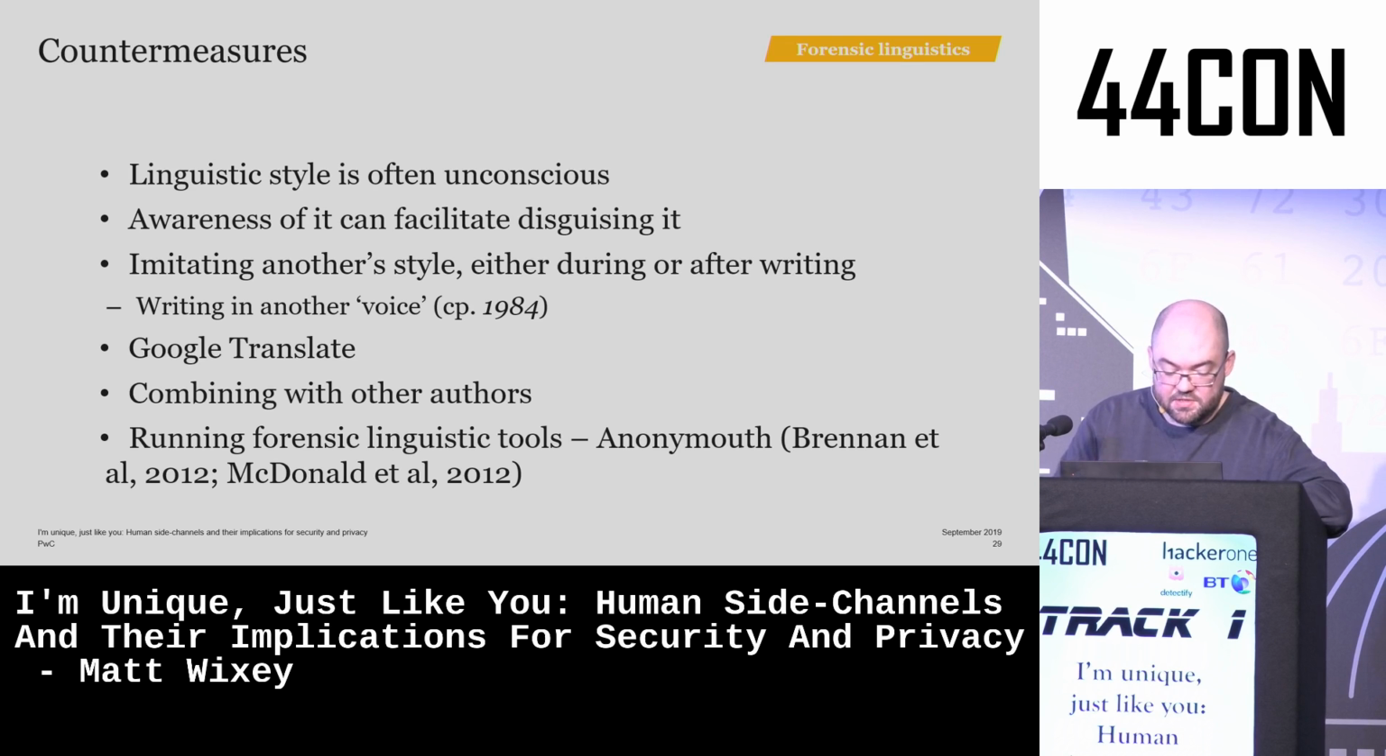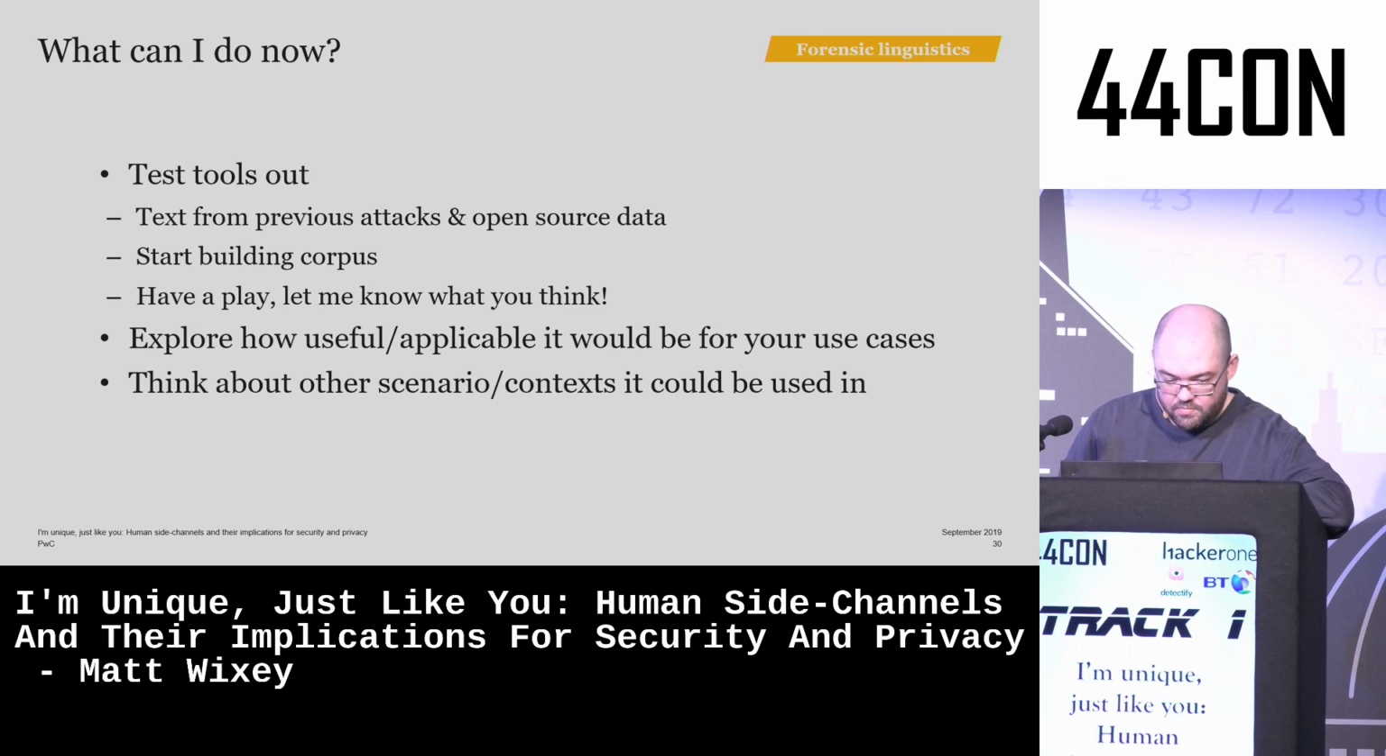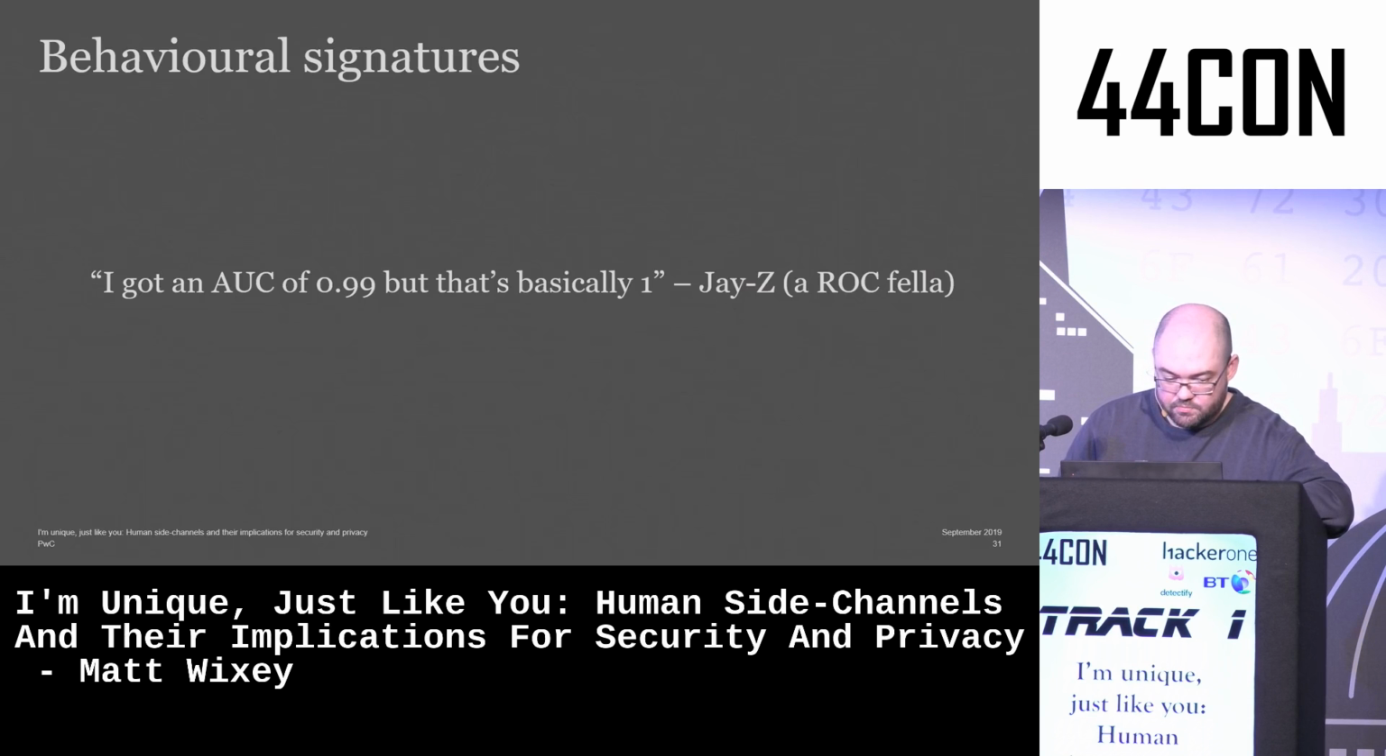So there have been a couple of projects, Anonymouth being probably the best well-known, that focuses on something called adversarial stylometry. So trying to disguise writing style to prevent adversaries being able to link it back to you. Those tools aren't that well maintained, and you have to fiddle around a lot with the code to try and get them to work, but that might be worth looking into. So in terms of what you can do now with this stuff, test these tools out. See if you can get some text from previous attacks or open source data, build a corpus, have a play and see what you think. And then I'm sure there are loads of other scenarios and contexts that it could be used for as well.